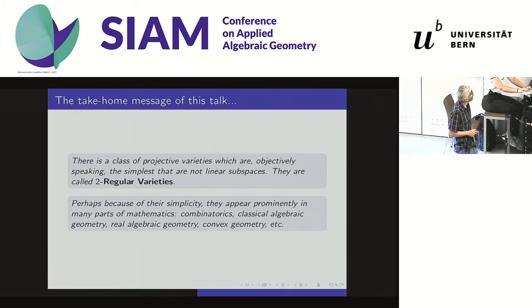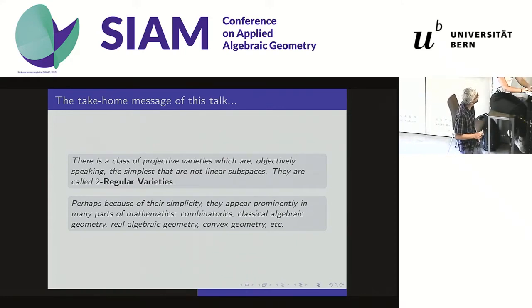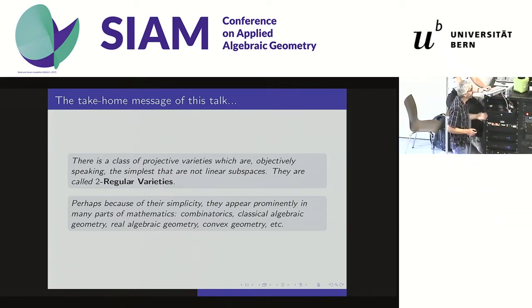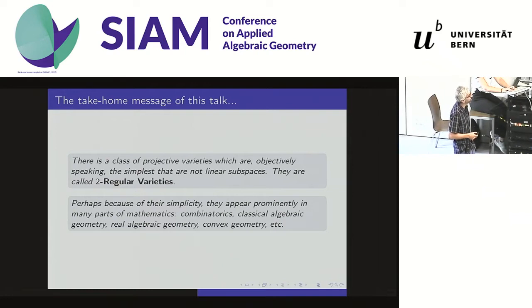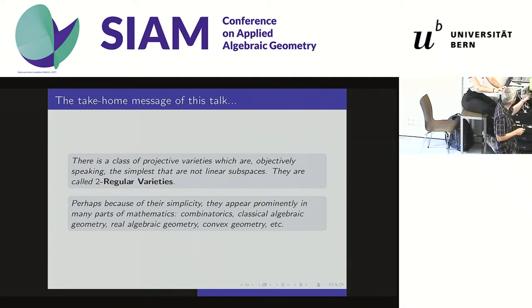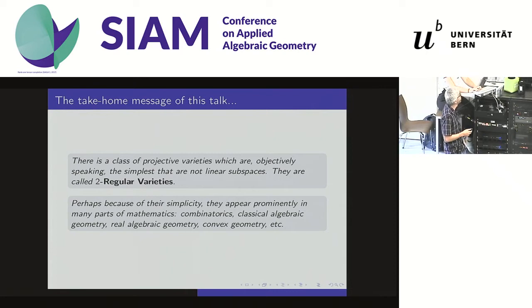And second, perhaps because of their simplicity, they appear prominently in many parts of mathematics. They appear in combinatorics, in classical algebraic geometry, in real algebraic geometry, in convex geometry, and in many other areas, graphical models, numerical linear algebra, many, many others. And because of that reason, I think it's important to know about them. And this is why I thought that this was a good topic for a general audience. So the aim of the talk is that after it, you will know what two regular varieties are, and you can use them in your research. You can use them to try conjectures, to test cases, and sometimes to answer difficult questions. This is precisely the tool you need.